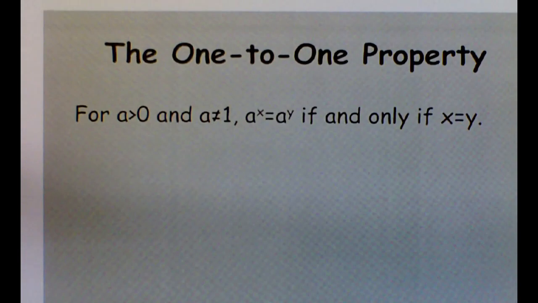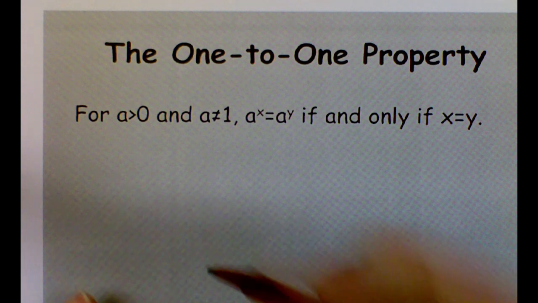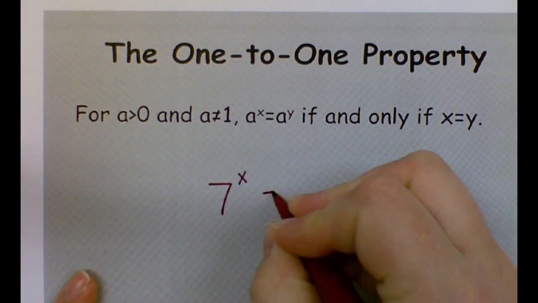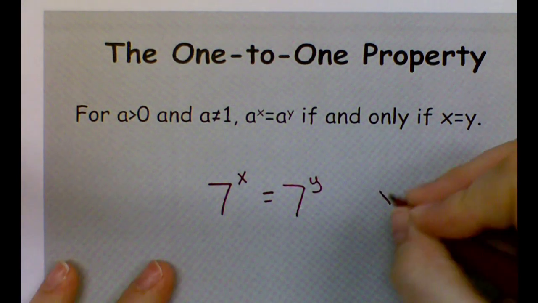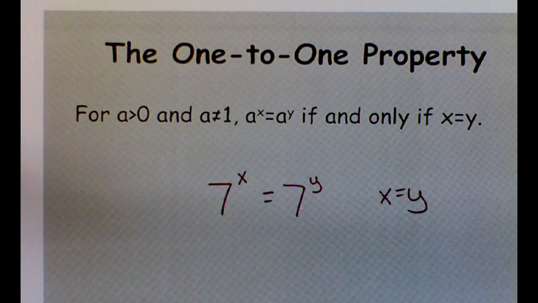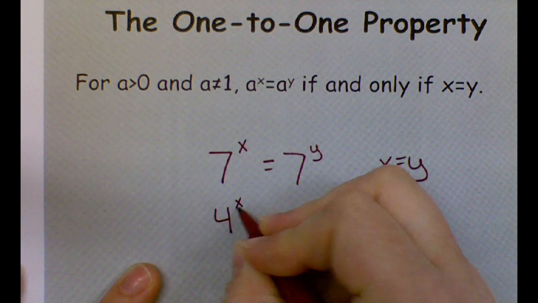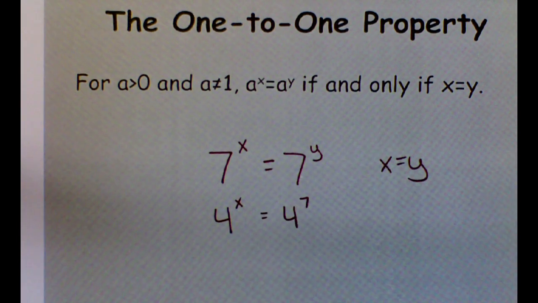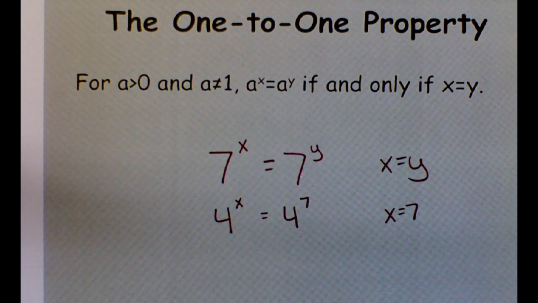Then we have the one-to-one property. If a is greater than 0 and not 1, a to the x power equals a to the y power if and only if x equals y. So what this says is if I have 7 to the x power equals 7 to the y power, well, x has to equal y. There's no other way. So that also means if I have 4 to the x equals 4 to the 7th, oh, well, x must be 7 in order for them to be equal.